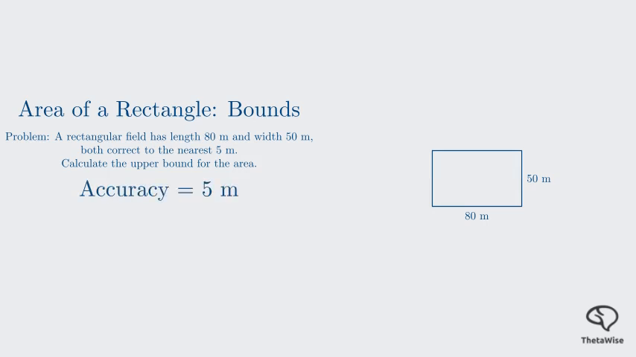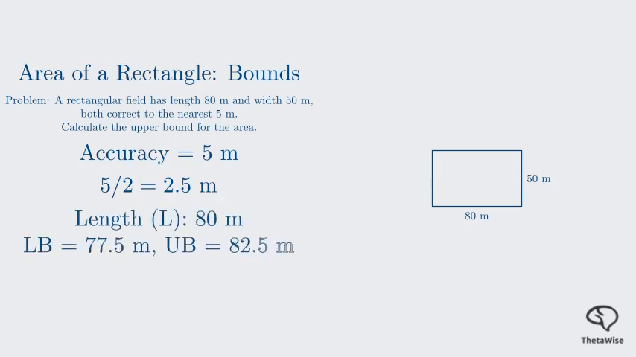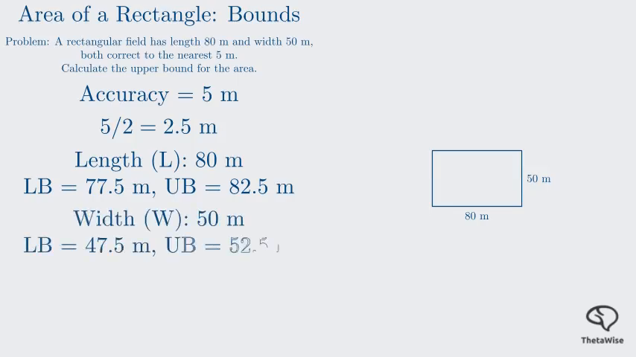Notice the degree of accuracy here is the nearest 5 meters. This is a common trap in exam questions. We divide 5 by 2 to get 2.5 meters. This is the value we add and subtract. For the length of 80 meters, the lower bound is 77.5 and the upper bound is 82.5. For the width of 50 meters, the lower bound is 47.5 and the upper bound is 52.5.